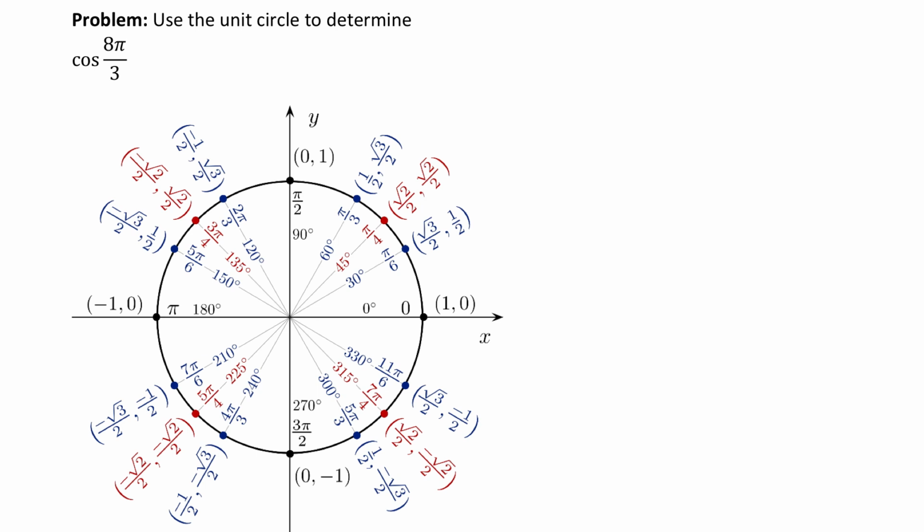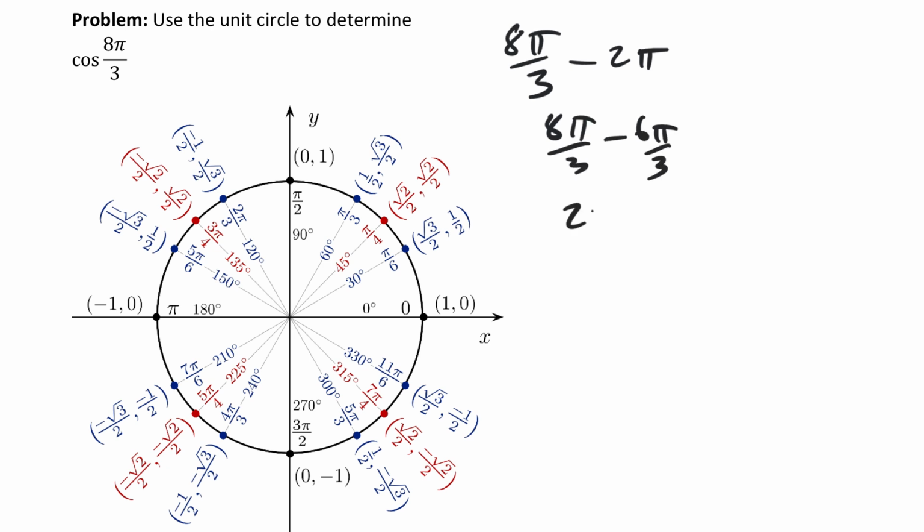Here's another one, cos of 8 pi over 3. Pause the video and give it a try. Okay, 8 pi over 3 is not on our unit circle because it's too big. But if I minus 2 pi, it's 8 pi over 3 minus 6 pi over 3. So that's 2 pi over 3. Oh yeah, that's right over there. And cos is going to be the x coordinate, so negative 1/2.